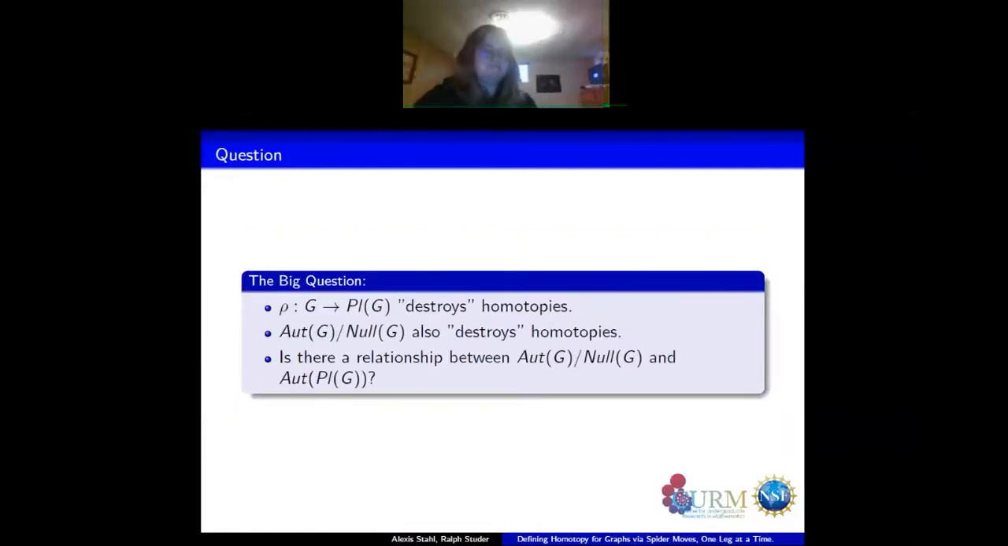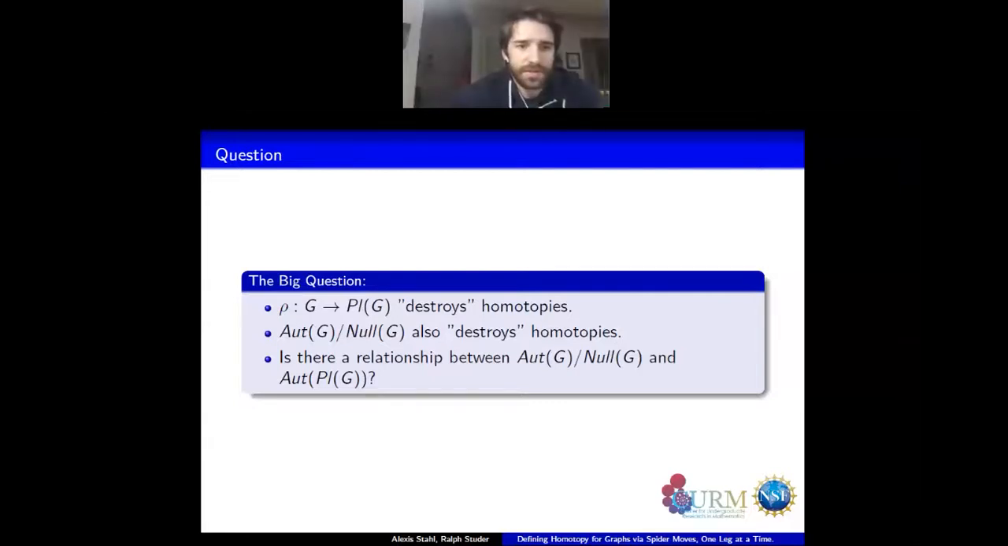So we came up with a big question from our previous results. First, rho from G to pleat G destroys homotopies. This is because if it is a pleat, there are no folds available. So if there is a fold available, it's not a pleat. Then Aut G mod null G also destroys homotopies. This is because null G basically takes everything to the identity in the pleat. So the question arose: is there a relationship between Aut G mod null G and Aut pleat G?